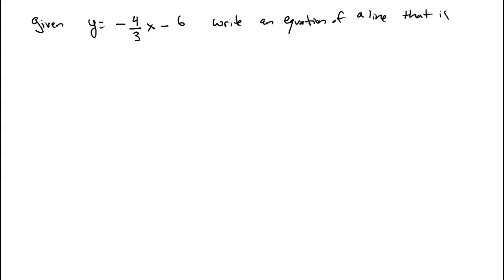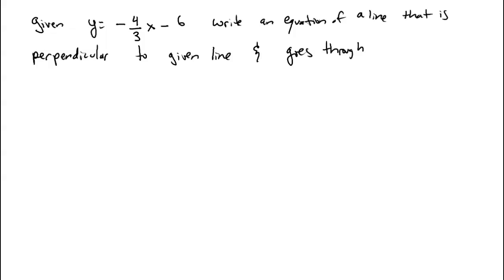And again, I'll get rid of that. So this time, given y is equal to negative 4 over 3 x minus 6, write an equation of a line that is perpendicular to a given line and goes through, let's see, this time it's going to go through (20, 14), right? So go ahead, pause the video, try this one now, and see what you get.